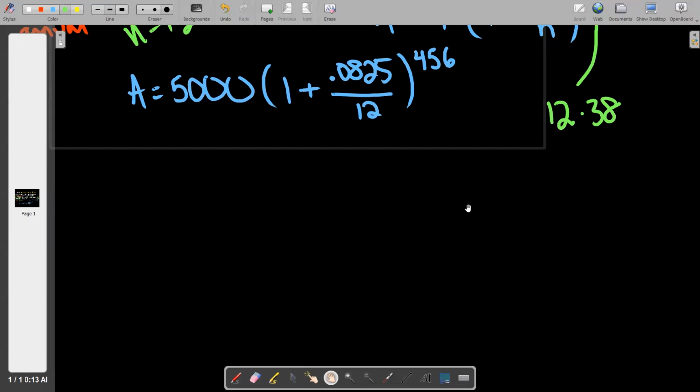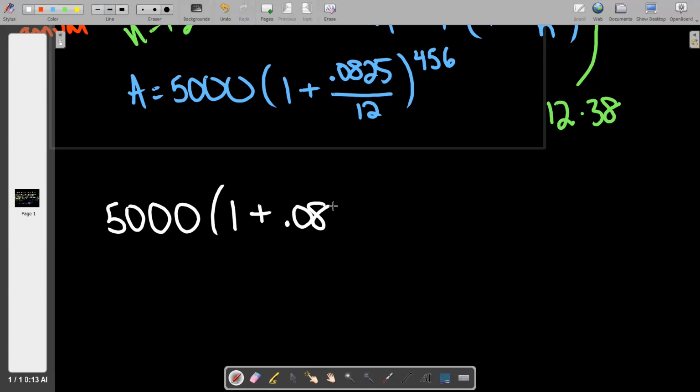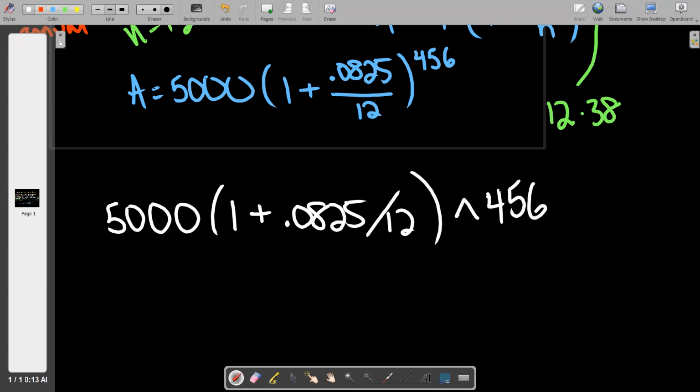Would you just divide it by 12? You just, so here's what I'm going to type in my calculator. I'm going to write 5,000, parentheses, and then I'm going to type 1 plus 0.0825. I'm going to divide it by 12. I'm going to close my parentheses. I'm going to hit my exponent button and then type in 456. And then I'm going to hit enter. And that is the end of that.